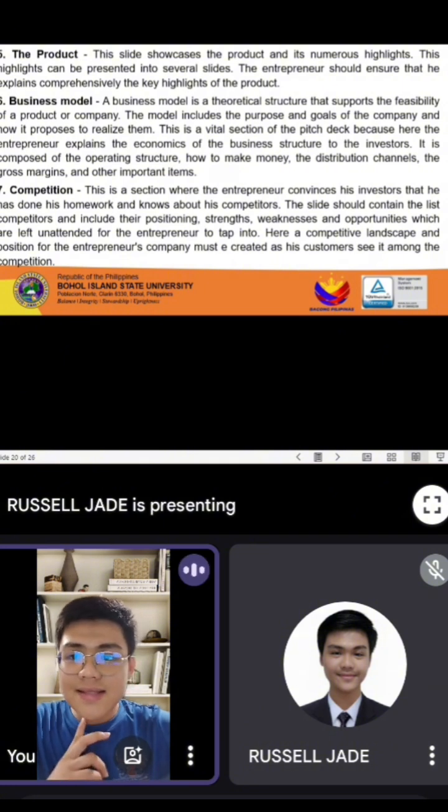So next is the competition. This is a section where the entrepreneur convinces his investors that he has done his homework and knows about the competitors. The slide should contain the list of competitors, including their positioning, strengths, weaknesses, and opportunities which are left unattended for the entrepreneur to tap into. A competitive landscape and position for the entrepreneur's company must be created, as his customers see it among the competition.